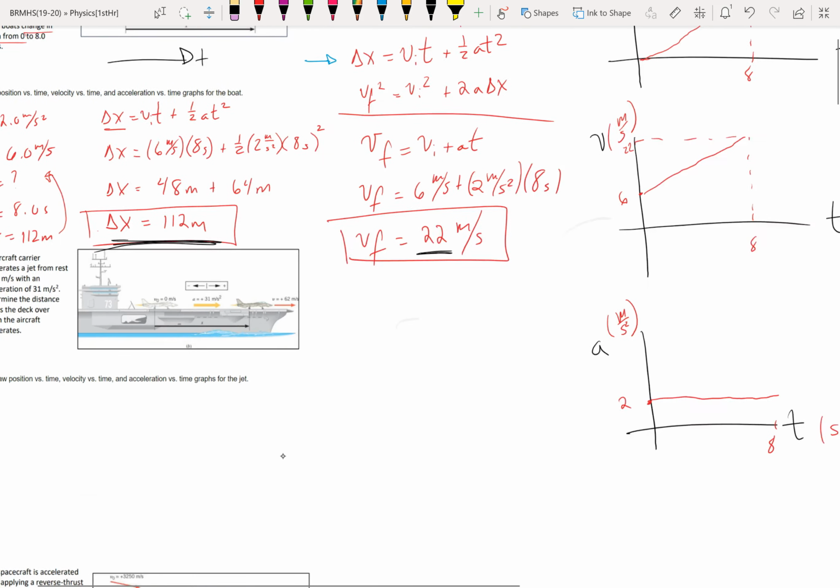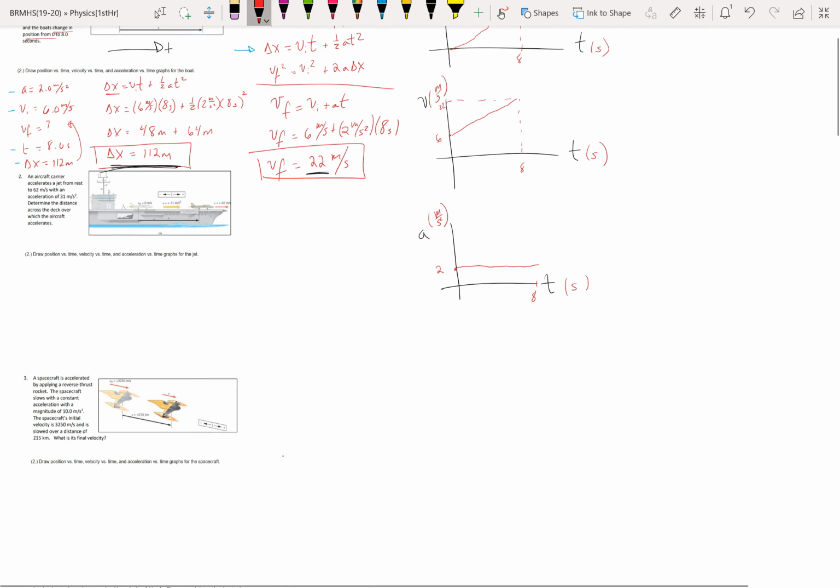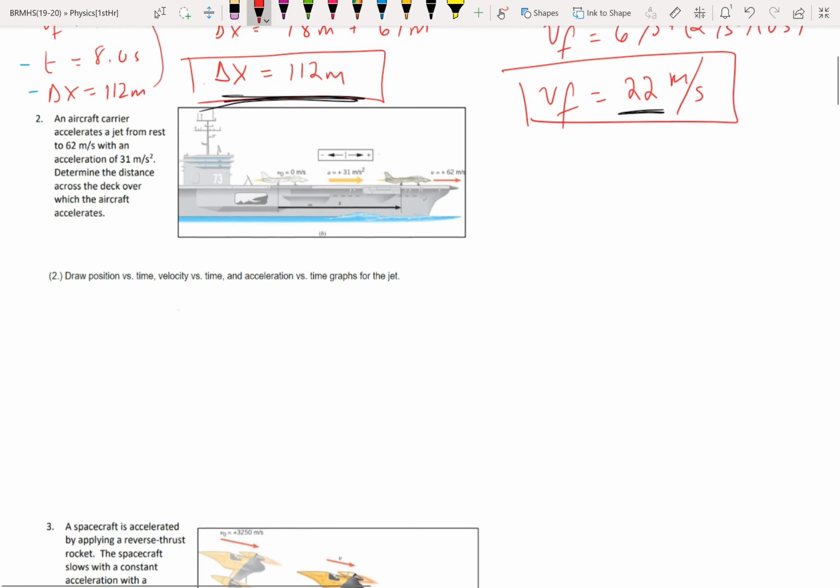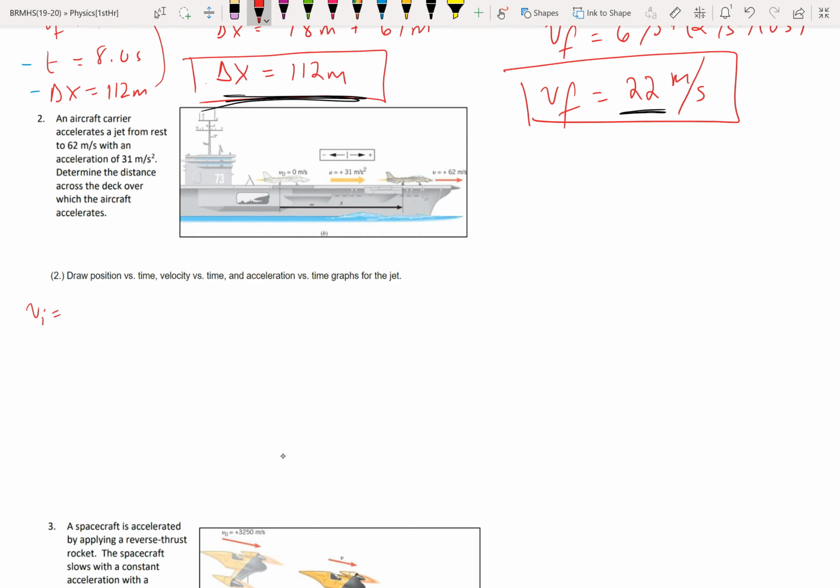Okay. Second one. We have an aircraft carrier that accelerates a jet from rest, so I know initial velocity is 0, to 62 meters per second. With an acceleration of 31 meters per second squared. Determine the distance across the deck. Well, it's going to be a displacement. How far it traveled. So delta x equals question mark. What else do I not know? Time t, question mark.